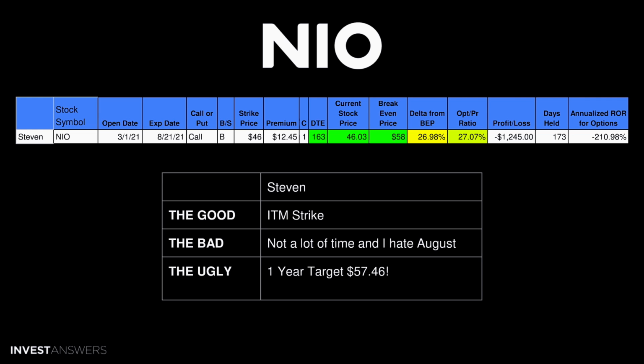And his break-even price is $58. The delta from the break-even price is 27%, and the option to price ratio is 27%. So the good: it's an in-the-money strike. The expiration, though, is August, and I hate August because August is like the doldrums. So you never know what the market will do. Normally, historically, the market always falls flat in August. And something is very uncanny here, where a lot of you are buying August.